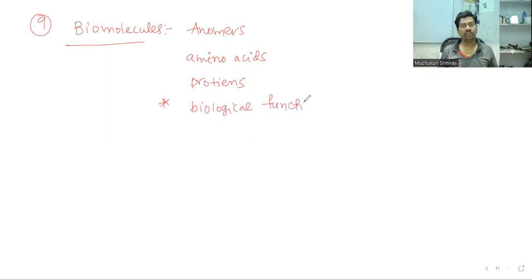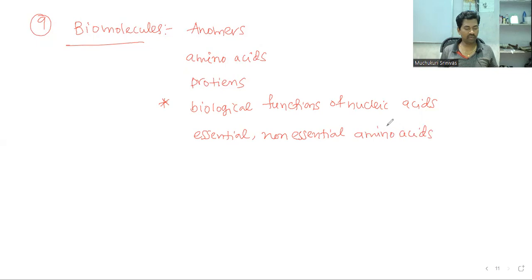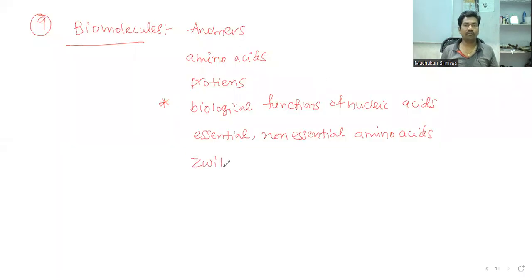Then another important one, write the biological functions of nucleic acids. The next, what are essential and non-essential amino acids? From this chapter, these questions are important. Next, another important one, what is a Zwitter ion? You just read this question, very important.